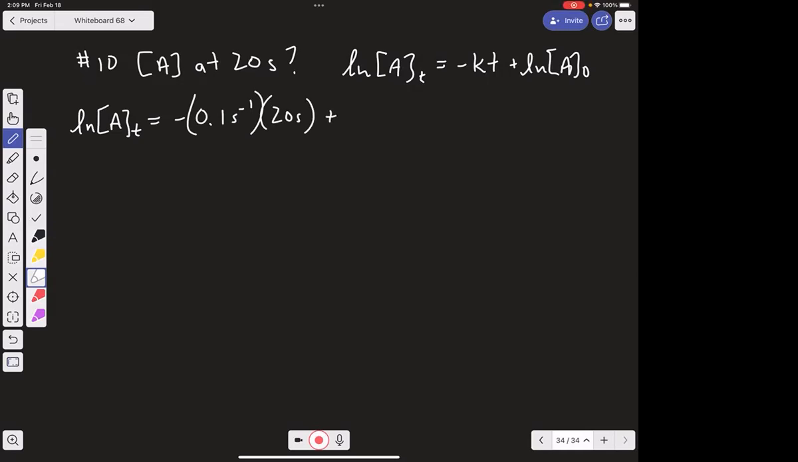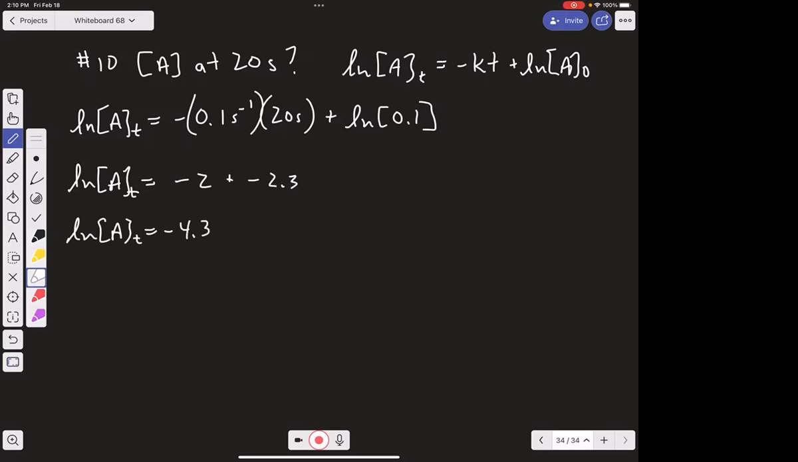And from the previous problem, we know our initial concentration is 0.1. We already did that natural log, but I'll just set everything up. Then we take the natural log of 0.1, add those, multiply the 0.1 and the 20 seconds, add that together to get natural log of concentration at time t equals, that's a -2, and this is a -2.3. So natural log of concentration at time t equals -4.3.